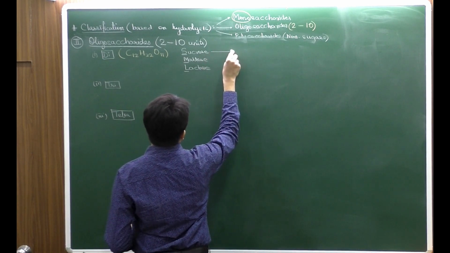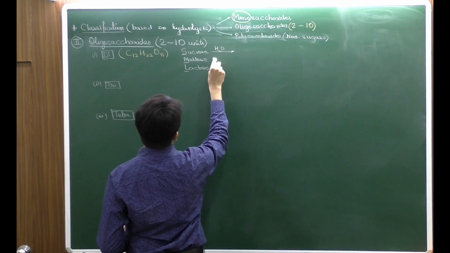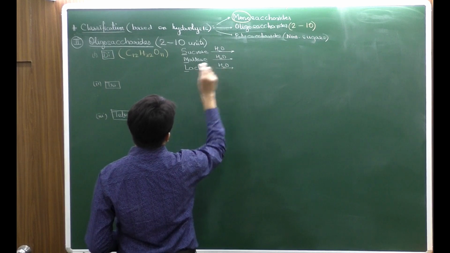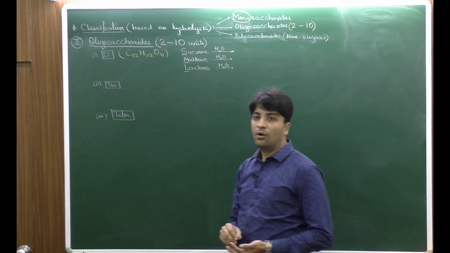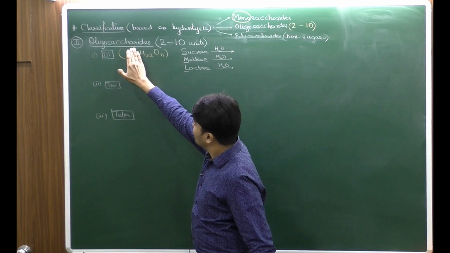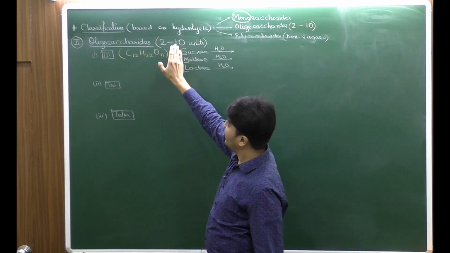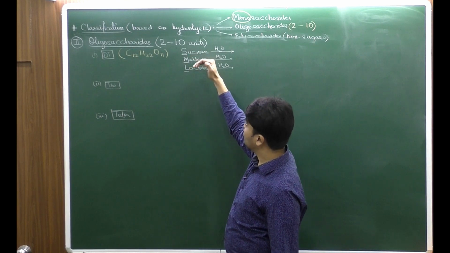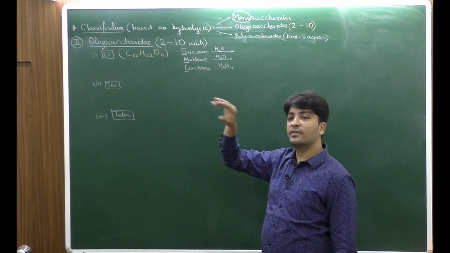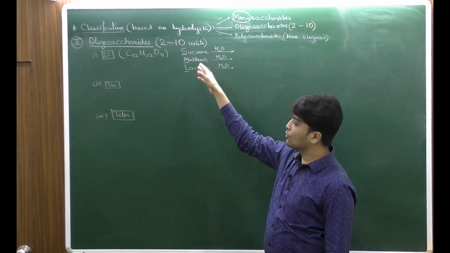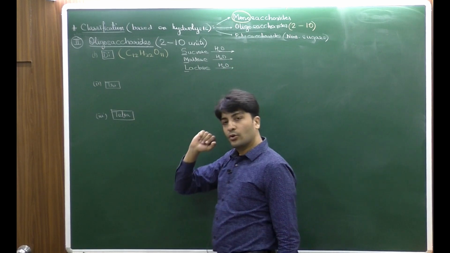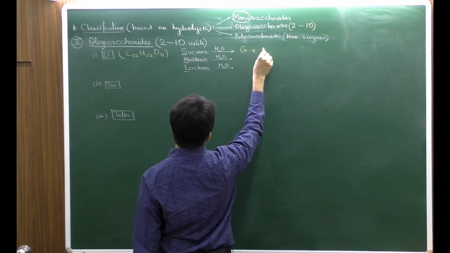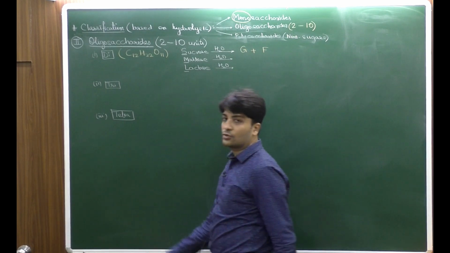Now disaccharides are those which on hydrolysis, or breakdown using water, would produce two units. Oligosaccharides will produce 2 to 10. When it produces 2, it will be a disaccharide. So sucrose, maltose, lactose all on hydrolysis will produce 2 units, and sucrose is famously giving you glucose and fructose. So sucrose on hydrolysis gives you G and F, glucose, fructose.